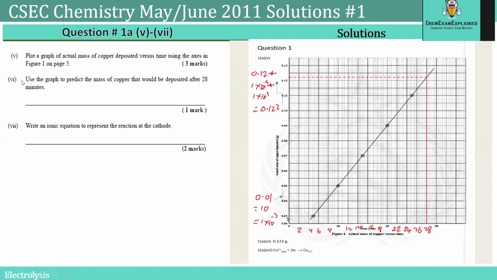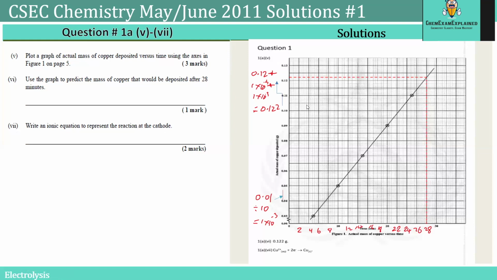So looking at part 6, if we are to use the graph to predict the mass of copper that would be deposited after 28 minutes, we would come to the x-axis, find 28 minutes. We're going to interpolate until we touch our line, and then we're going to interpolate across to the y-axis. And so if we have 0.12 grams and we have 2 small boxes to the red line, then we're going to add 1 times 10 to the minus 3 plus 1 times 10 to the minus 3 to the 0.12 grams, and we'll end up with a value of 0.122 grams.